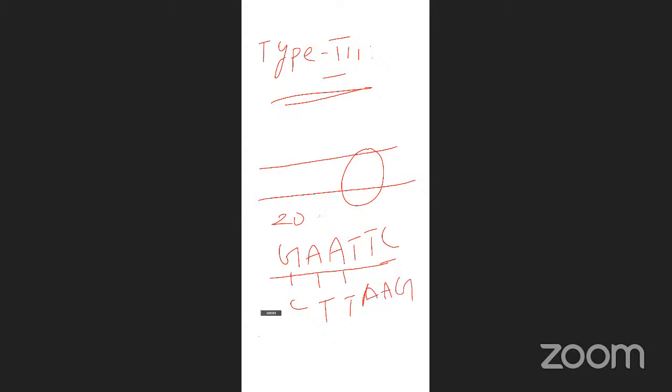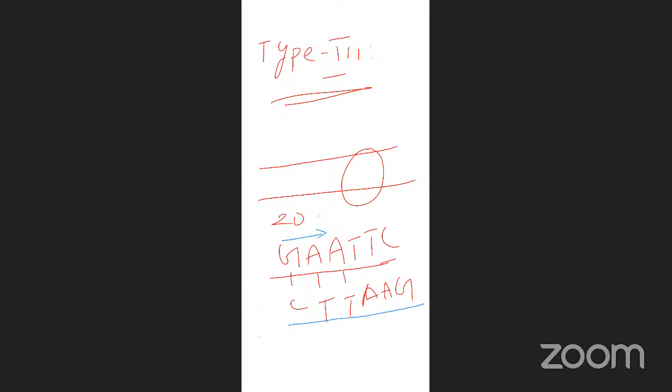Now, these are two strands. Let me draw them with different colors. One is the red strand, another is the blue strand. First read the red strand from one direction, the forward direction. Read the forward sequence: G A A T T C.